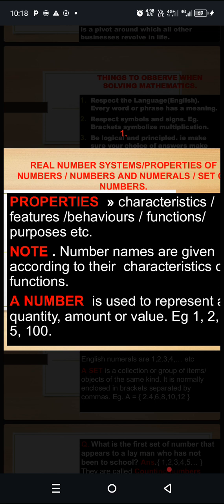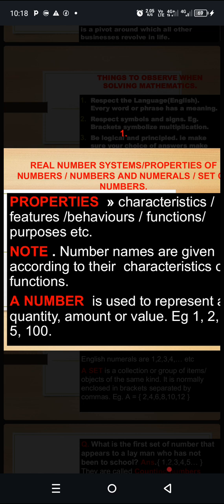What property do they have? What characteristics do they have? What function do they have? What behavior do they have? Do you understand? So the number names are given according to the properties that they have. But before we do that, look at what is a number in the first place.